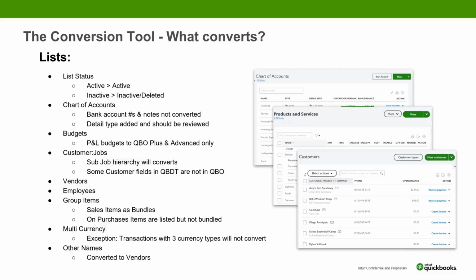Detail type. The conversion tool will add a detail type automatically because it is a required field in online. And once it does, you should go through the chart of accounts and verify how the conversion tool added that detail type, because you may want to review that and make some changes. So you would edit each row on the chart of accounts and take a look at that.